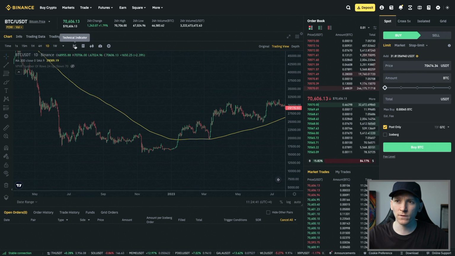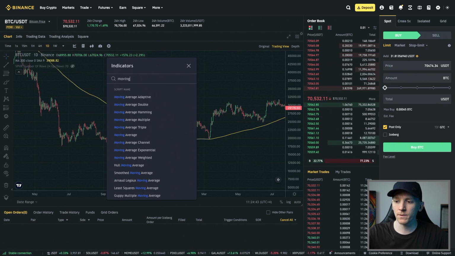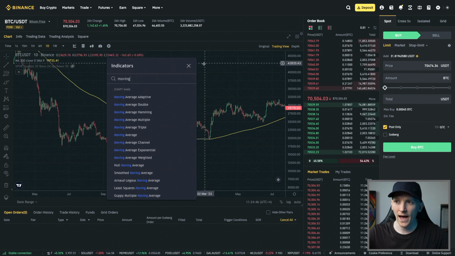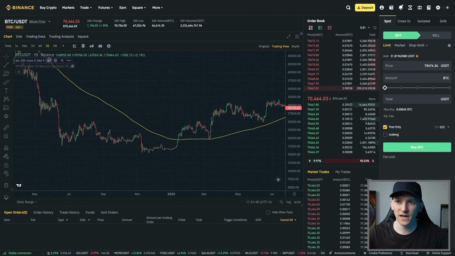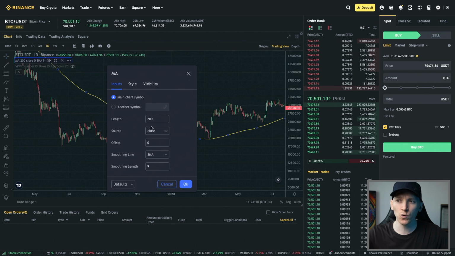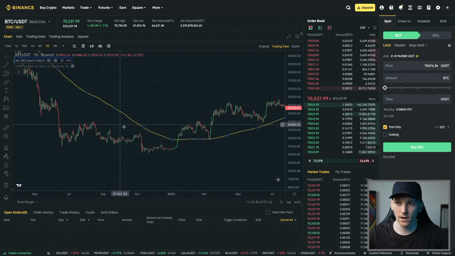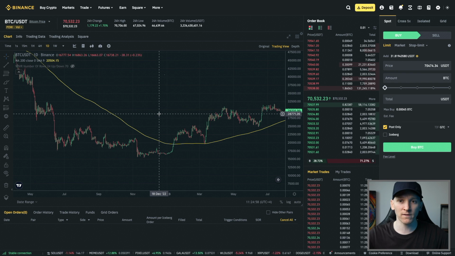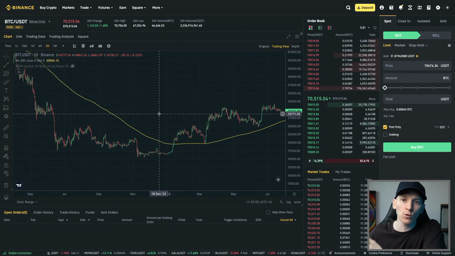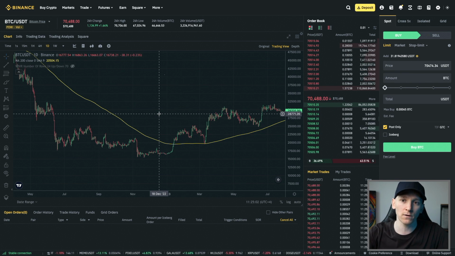If we go to technical indicators, you can just type in moving average here. It's this one. And this moving average, you can change around with the settings. I've got a 200 period, so that's a 200-day moving average, which is fairly long term. We'll use this to show us the price action. Remember, a moving average is a smoothed out line of the direction of the chart.